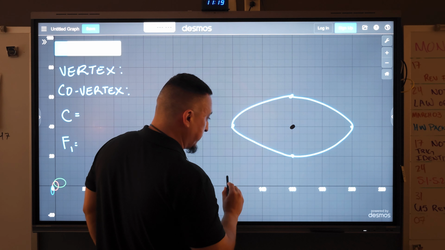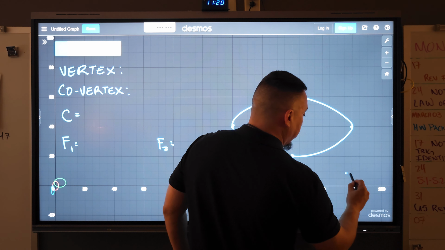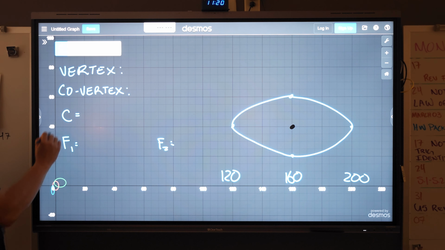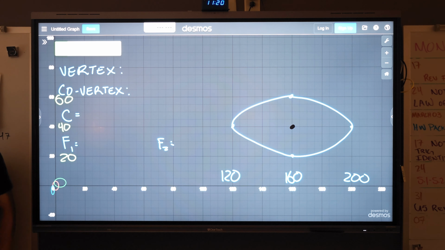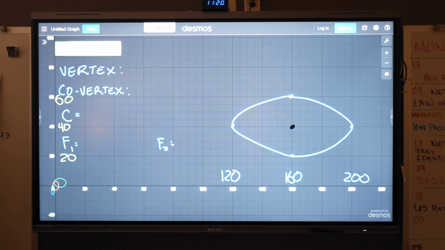I'll write the numbers bigger. This is 120 here. That's 160 right there, and that's 200 right there. Right here, that's a 40. That's a 40 here, and that's a 60 right there, and that's a 20. So each big box is 20, right? 20, 40, 60, 80.